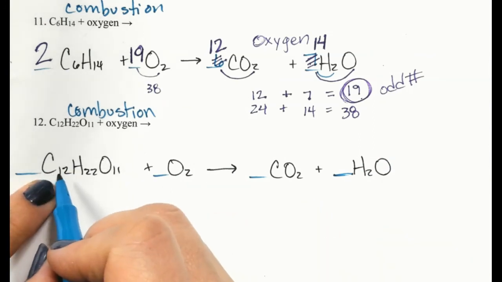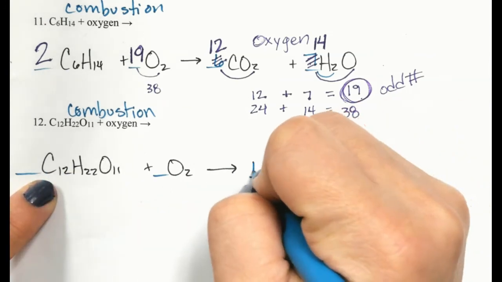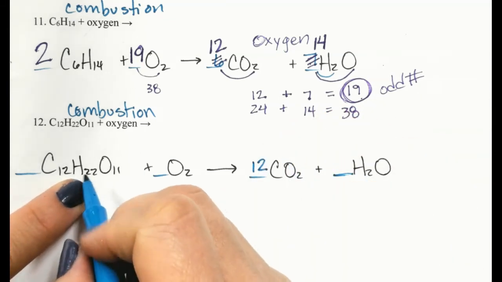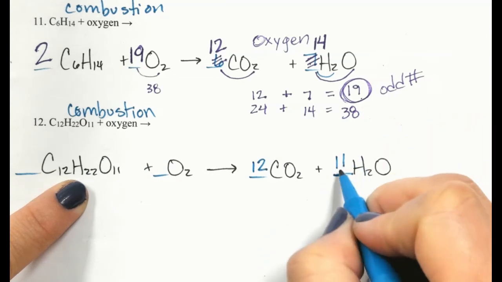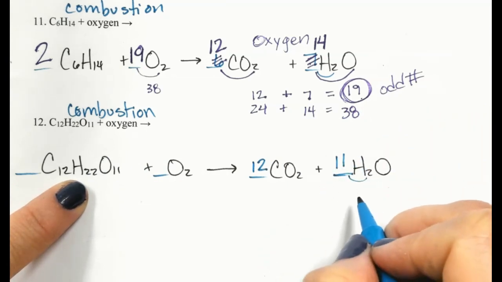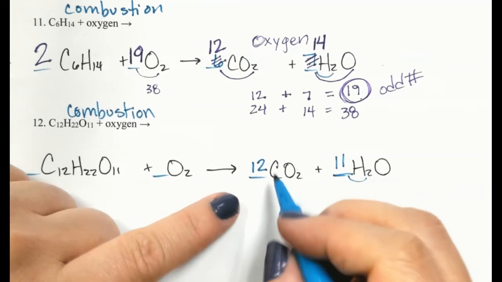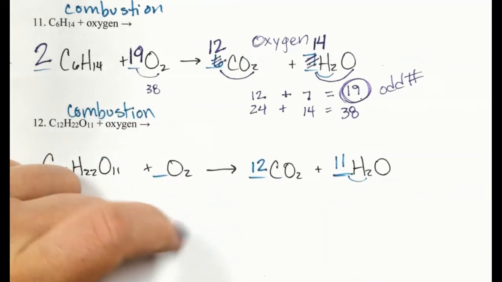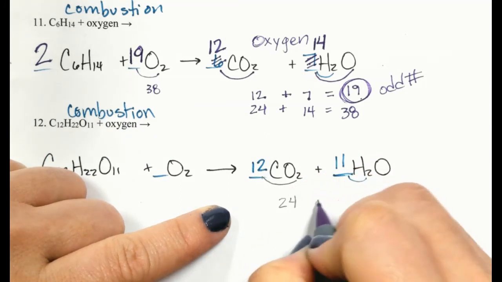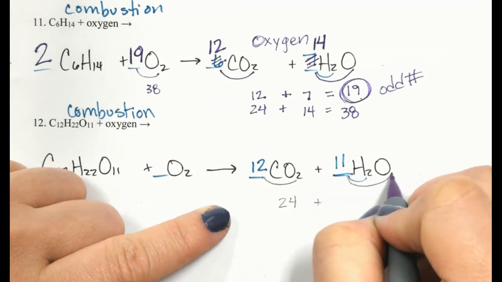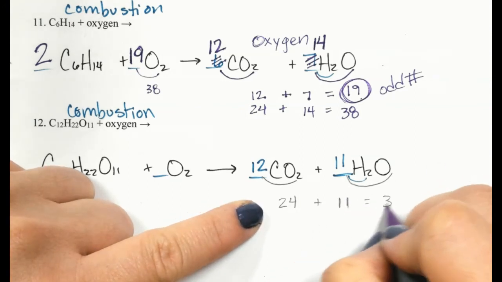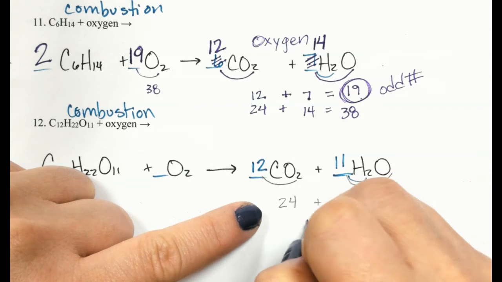So let's start with carbon. 12 carbons on the left, so I need 12 carbons on the right. 22 hydrogens on the left, so 11 times 2 equals 22 hydrogens on the right. And now let's add up these oxygens first, and I'm going to do it in pencil. 12 times 2 is 24 plus 11 times 1 is 11, and that's equal to 35 oxygens.